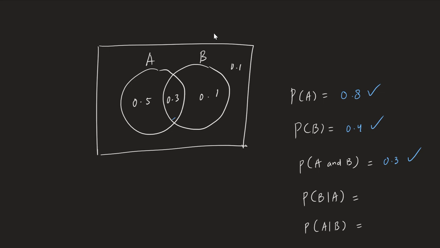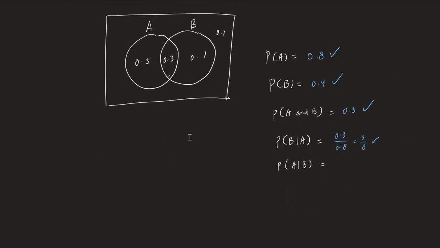Probability of B given A. The probability of B given A would be 0.3 divided by 0.8. Okay, I agree. Good. Probability of A given B would be probability of A and B, which is 0.3, divided by 0.4.